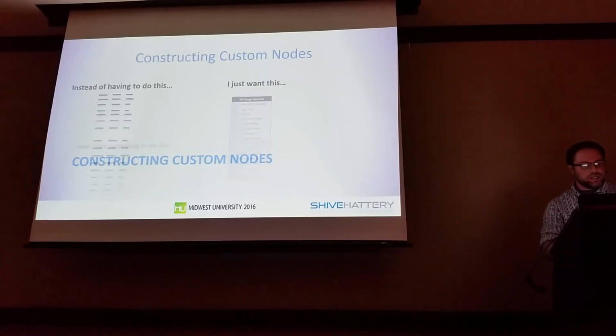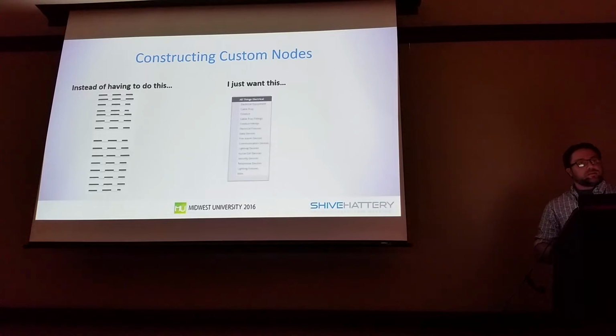All right, constructing custom nodes. I'm a big fan of the custom node, not when you're first learning Dynamo per se, but as you go along and get more comfortable with different node structures and node layouts, eventually you're going to get sick of doing the same thing over and over again. That's where the custom node comes into play. So in my example here, instead of having to do this every time, I just want to do this. Basically, I have this all things electrical node, and I've grouped all of this stuff into one place. So instead of laying this out every time, I can just drop this one node in.